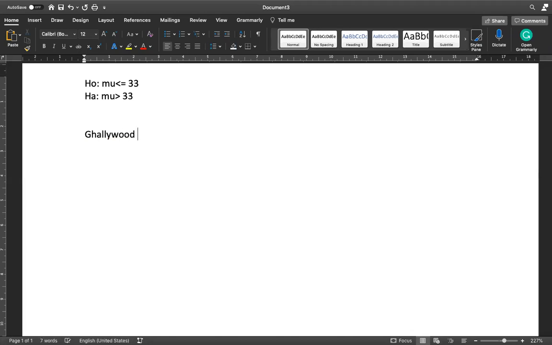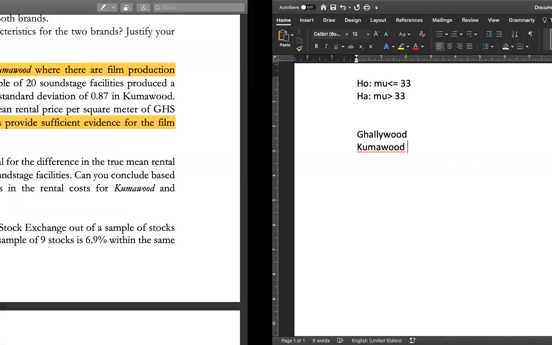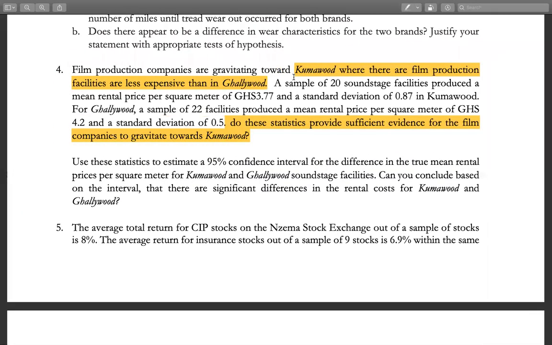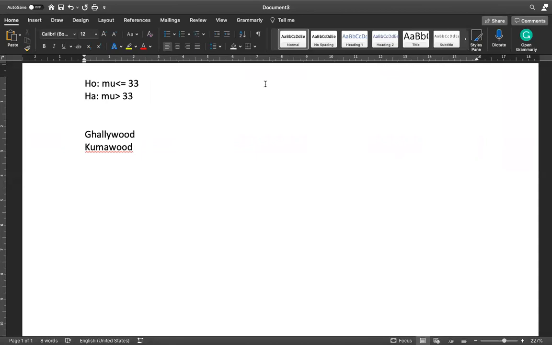The Majis, the Absalom and stuff, the Frank projects, and then we are looking at Kumawood, the Danfugies and Co. Now, you're saying that people are moving because film production facilities are less expensive than what? That of what? Gollywood. Okay. So what we are testing for here is the claim of whether the film production facilities in Kumawood are significantly less than the film production facilities in Gollywood.